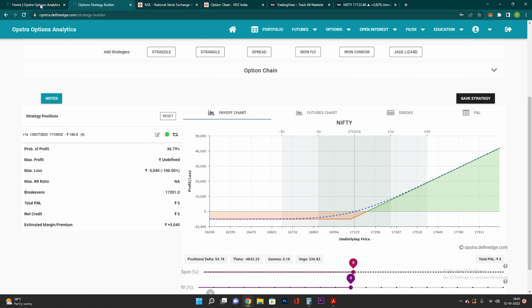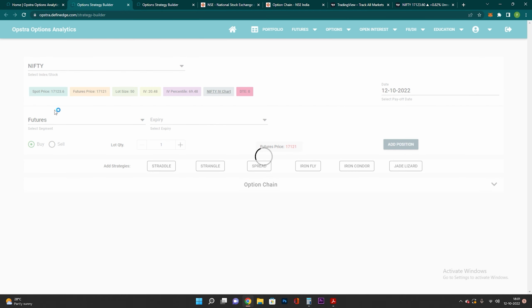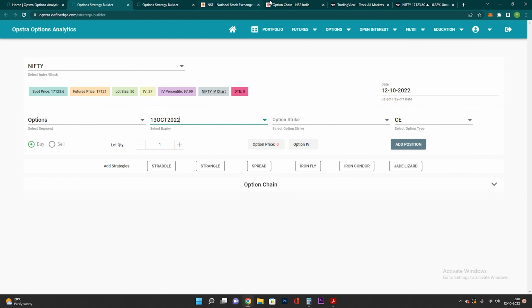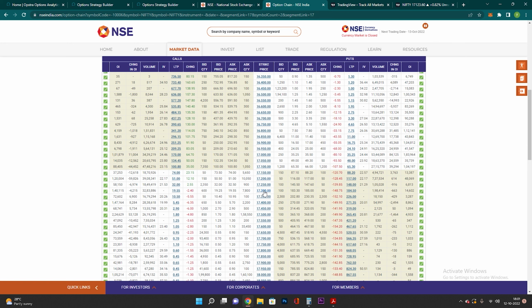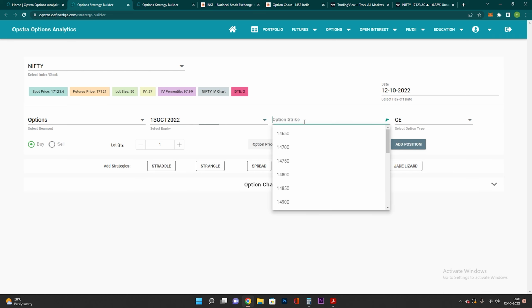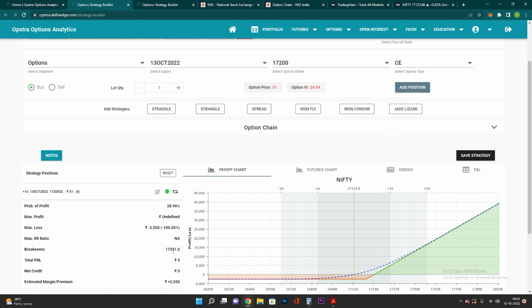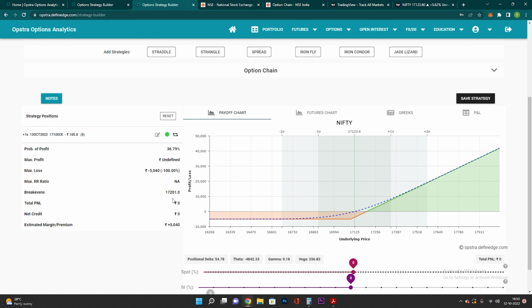Now I am showing you the same Nifty 50 options, same expiry, but I am choosing the out of the money option. That is, I am choosing 17,200. You are buying it, same one lot. The price is 51 rupees. See, the break even point is 17,251. At the money strike, the break even was 17,200. That is 50 points higher. So there is more chance of losing when you choose out of the money options.